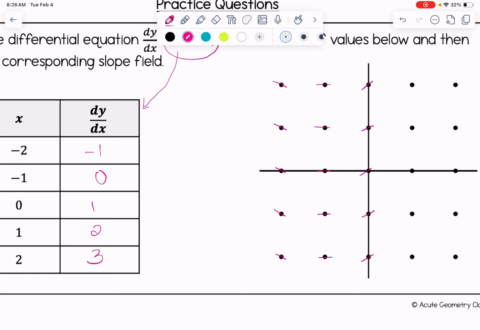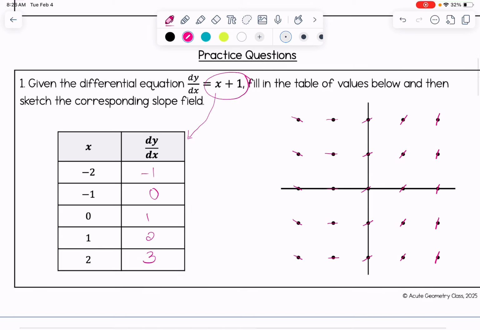So I want this to be a little bit steeper. I'm actually going to modify this one here. I want it to be a little bit steeper than the last slopes we drew. And then the last one should be 3, so that's going to be the steepest. I'm going to make that one the closest to a vertical line. And that would be our completed slope field for number 1.